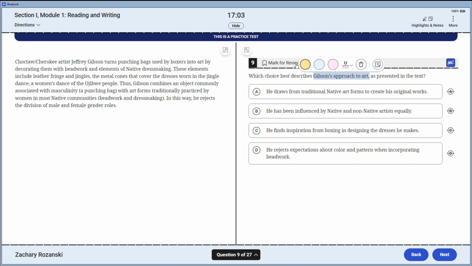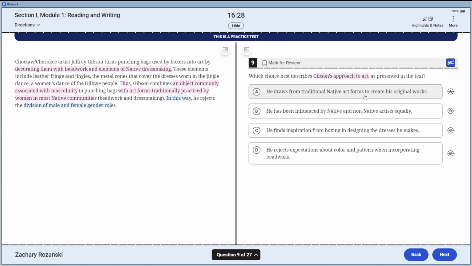We want to describe an approach to art. So this is going to be a detailed question, but we have to read a lot because it's kind of vague. Used by boxers into art by decorating them with beadwork, right? These elements include fringe and jingles and metal cones over the worst dance of the people. Therefore, combines an object commonly associated with masculinity with art forms traditionally practiced by women in most native communities. In this way, what a juicy little signal element, he rejects the division of male and female gender roles.